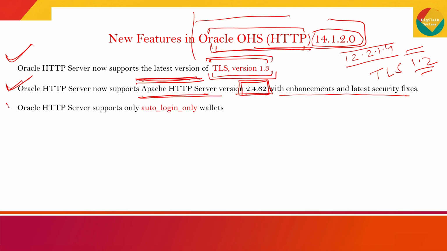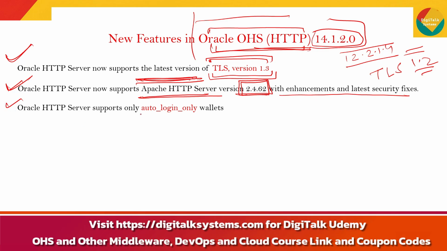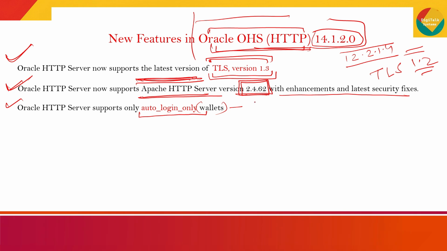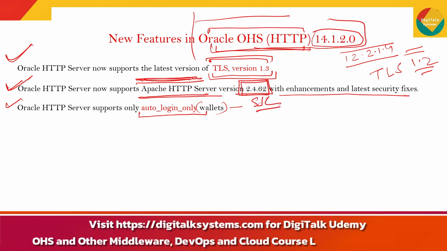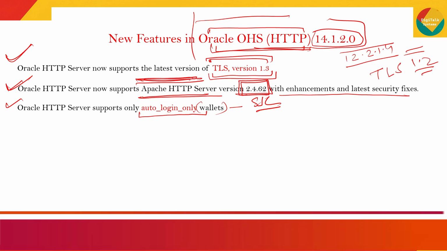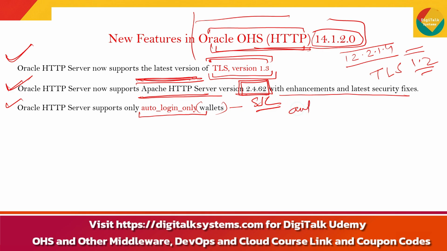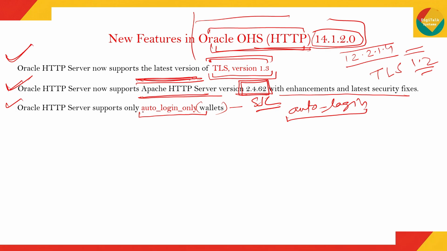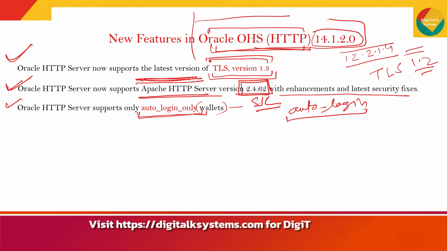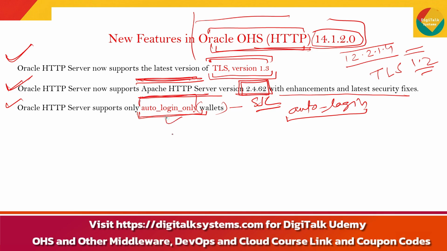The third one is important: Oracle HTTP Server supports only auto-login-only wallets. When we configure SSL in the OHS, we create wallets, and inside the wallet we place all the certificates for securing the applications. We have some different kinds of wallets. One available till 12.2.1.4 is auto_login, and apart from that we have one more wallet called auto-login-only. So in 14.1.2.0, the only supported wallet is auto-login-only.